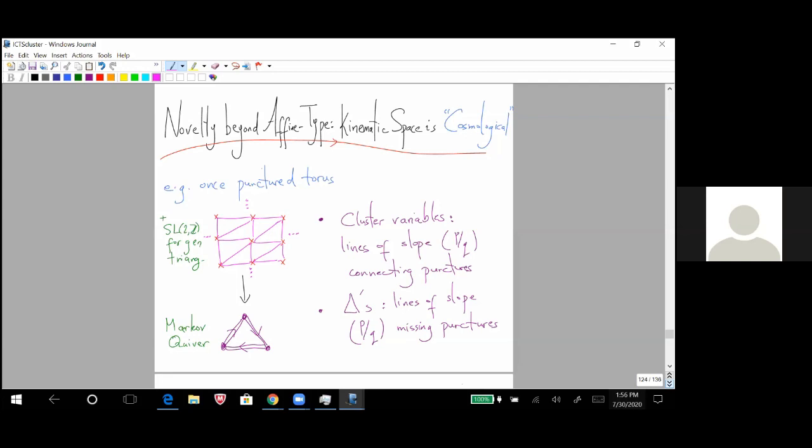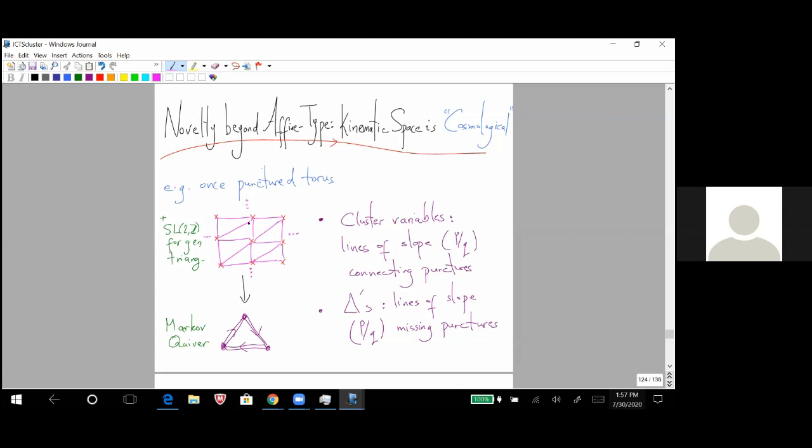The real novelty beyond this is that these kinematic spaces are cosmological. They grow exponentially, and even in the simplest cases, they look a little bit like de Sitter space. Okay? So for example, this is an example that we understand pretty well. Let's look at the once punctured torus.